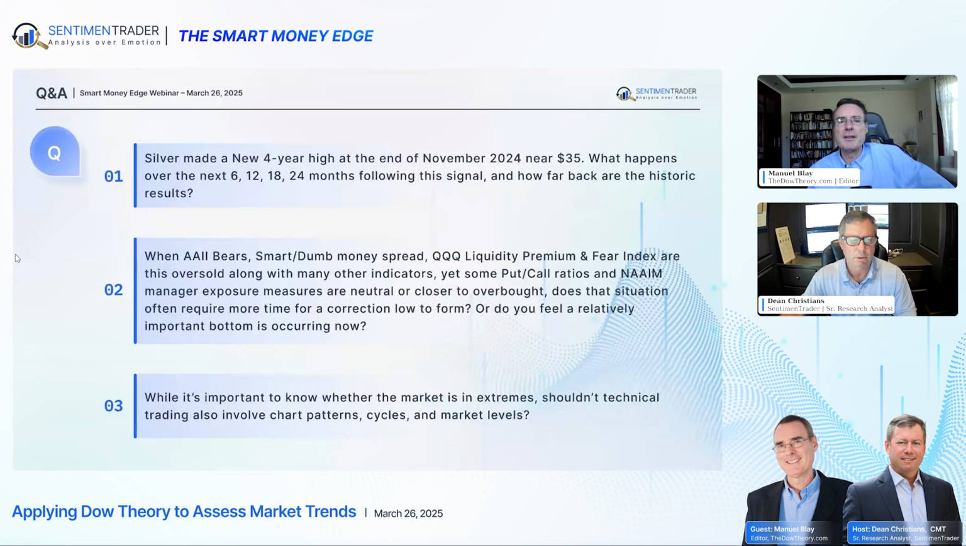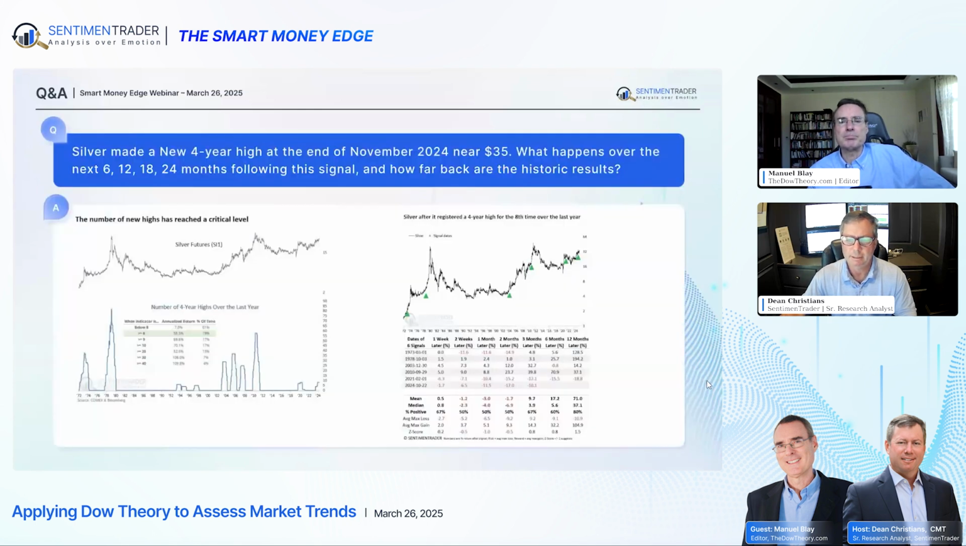So I created a little chart and an outlook table, something that we do in every one of our research notes, just to give us a sense of what could potentially happen with silver. Let's go take a look at that. Again, the question was, we made a new 4-year high last year, and what's going to happen on a go forward basis.